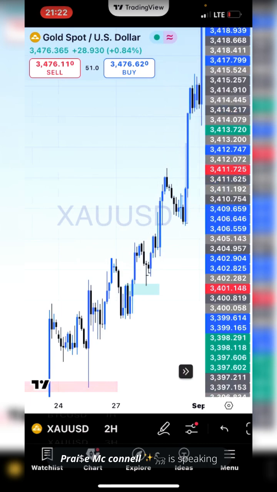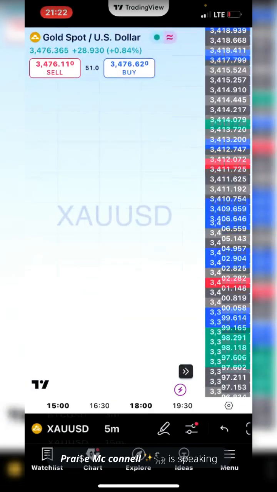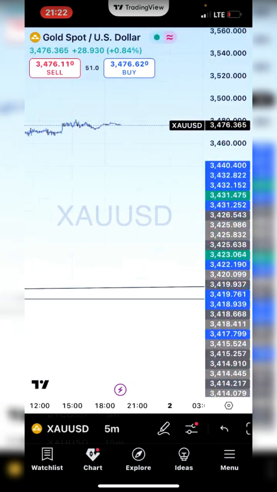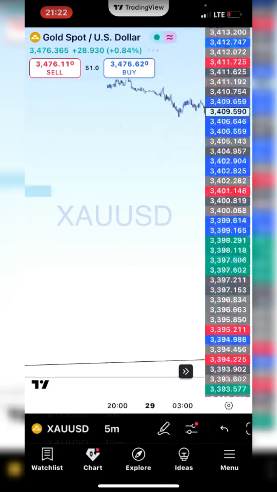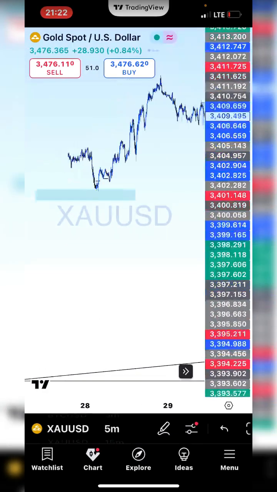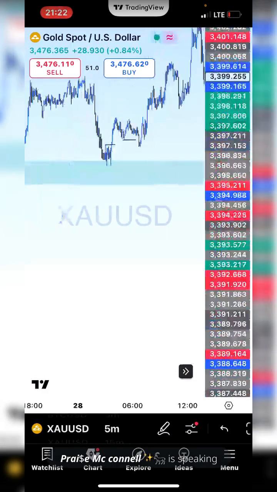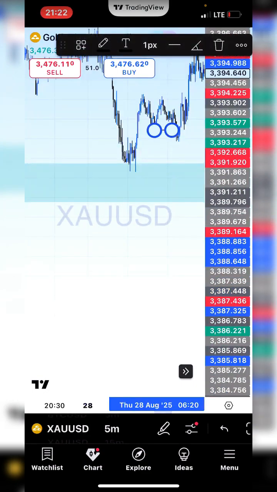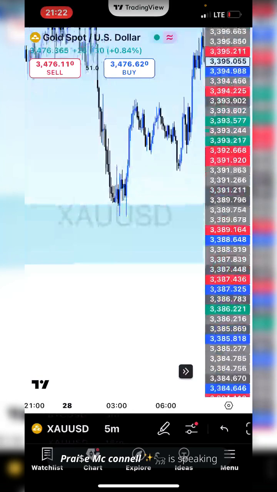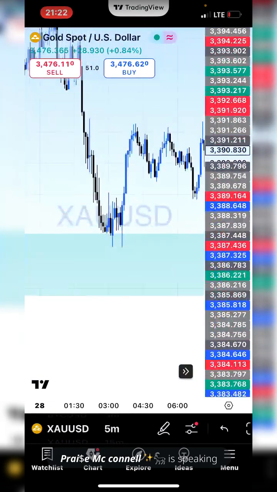So now we go to the 5 minutes time frame, and look for price to form an entry. Let's see what we have here on the 5 minutes time frame. So this is the point. Now when price touched here on the 5 minutes zone.